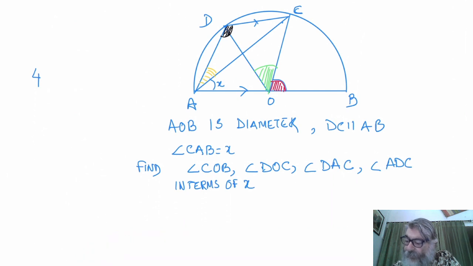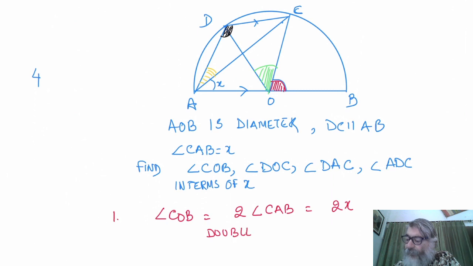Now let us see. Angle COB will be double of angle CAB, which will be 2 into x. Double angle property. What is the double angle property? We have done it hundreds of times.